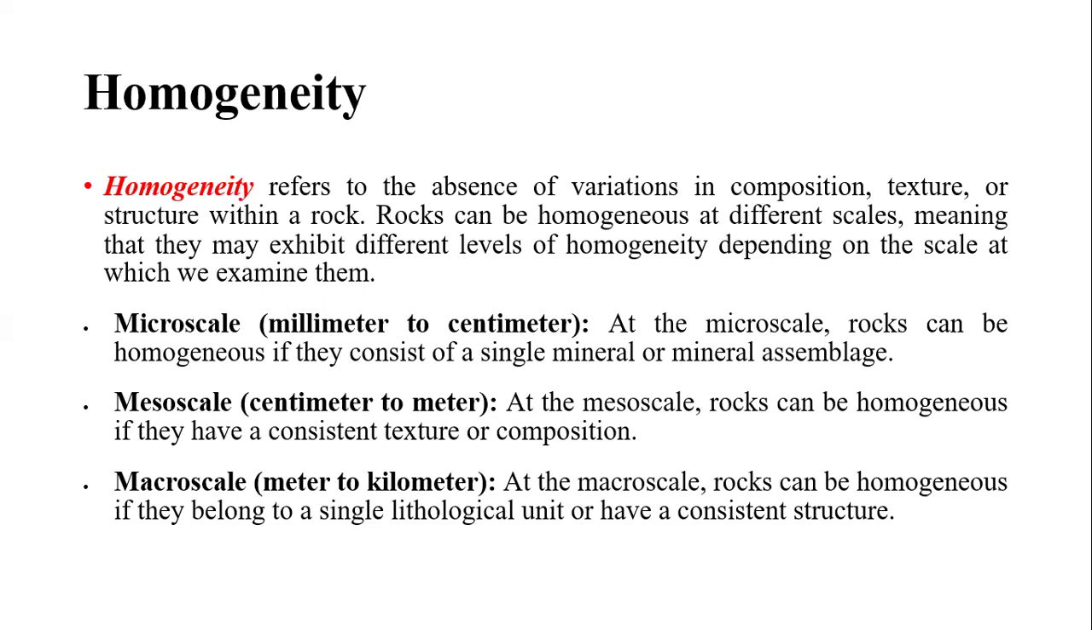If a rock is monomineralic, then we say it's homogeneous because it will be seen with the same composition. Now, at the mesoscale, rocks can be homogeneous if they have consistent texture or composition. Then at the macroscale, rocks can be homogeneous if they belong to a single lithological unit or have a consistent structure. If they belong to a single lithological unit, they would still be macroscale.